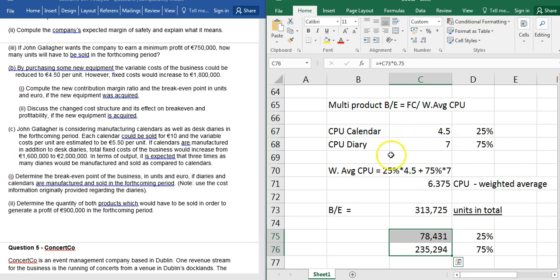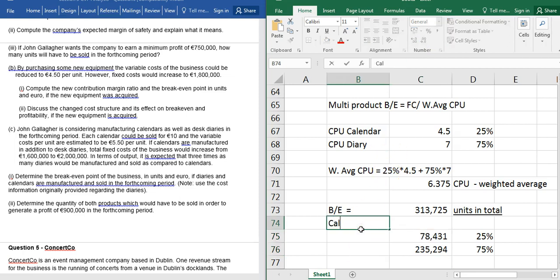So in terms of the break even, you're going to sell about 78,000 calendars, and diaries you're going to sell about 235,000. So that's how you split it. That's the key thing about how you approach a multi-product break even. You calculate the weighted average CPU, you get the total break even, and then you split it based on the sales mix.